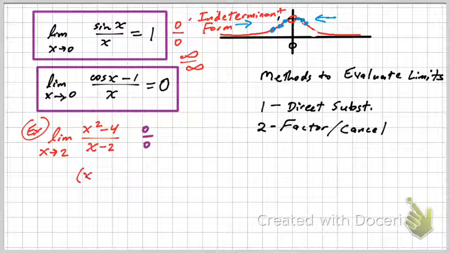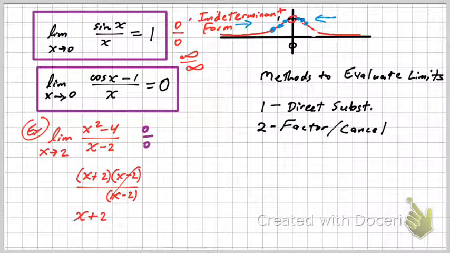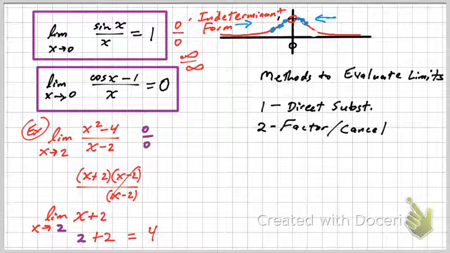Can you factor the top? X plus 2 times x minus 2. Cancel with the bottom, what am I left with? And if I let the x change to a 2, what do I have? I have an answer of 4. So that's an example of factor cancel. Questions on that? We'll do a lot of factor cancel, I'm sure.